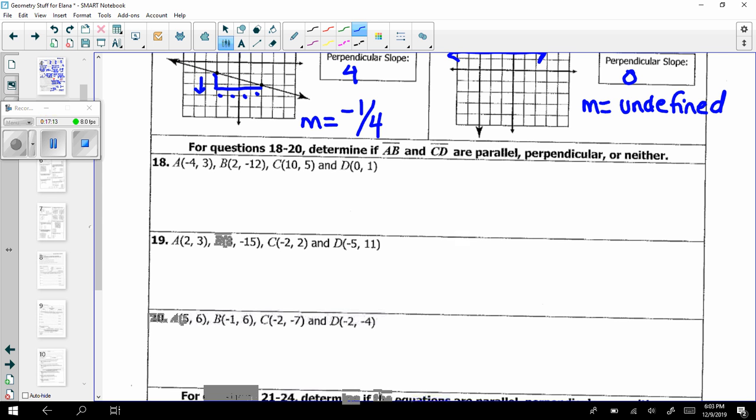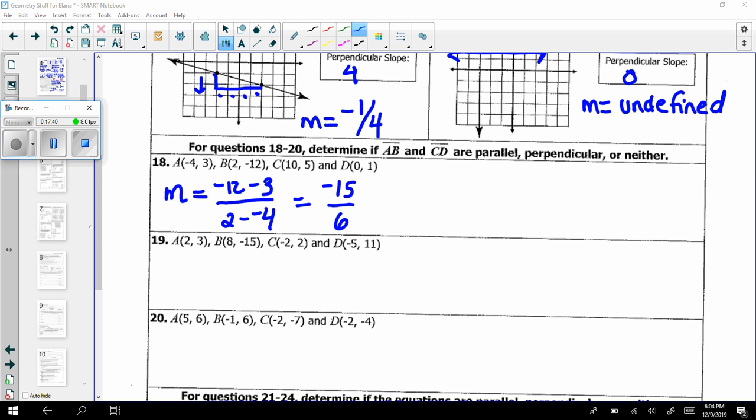So what I have to do is take the slope of each. Now I'm going to do some shortcuts with the slope formula, but I want you guys to pay attention. So the first thing I'm going to do is y2, which is negative 12, minus 3, divided by 2 minus negative 4. So that's equal to negative 15 over 6. Now, to reduce this, I divide everything by 3, so it's negative 5 halves. So let's do the same thing for this other set of points.